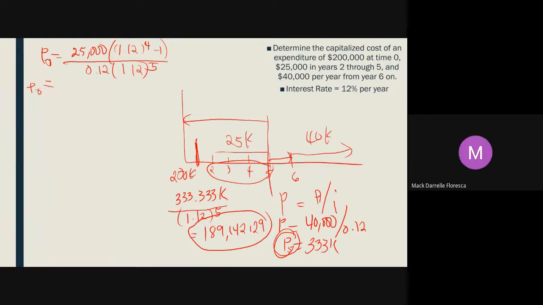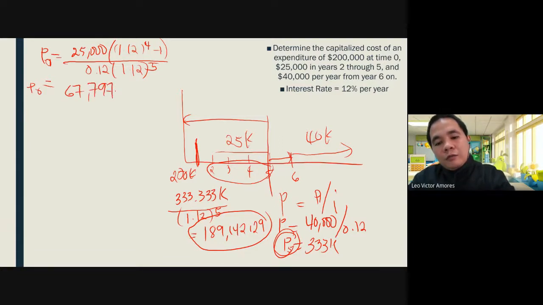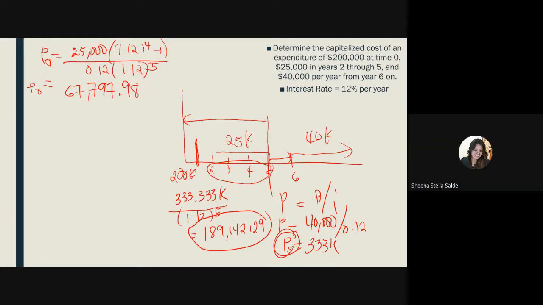Yes, sir. So, 1.12 to the exponent of 4 minus 1, divided by 0.12, divided by 1.12 to the exponent 5, times 25,000. That is equivalent to 67,797.96.